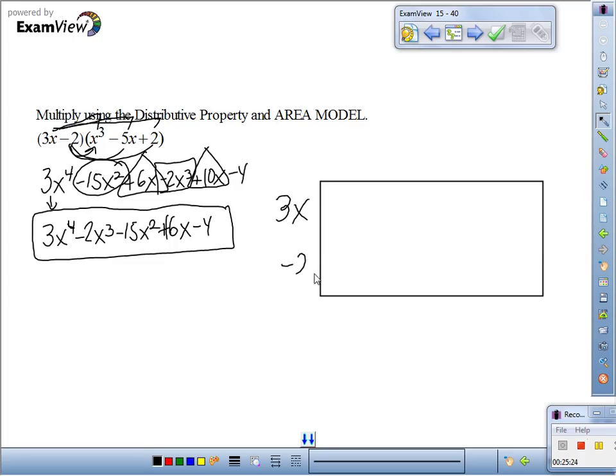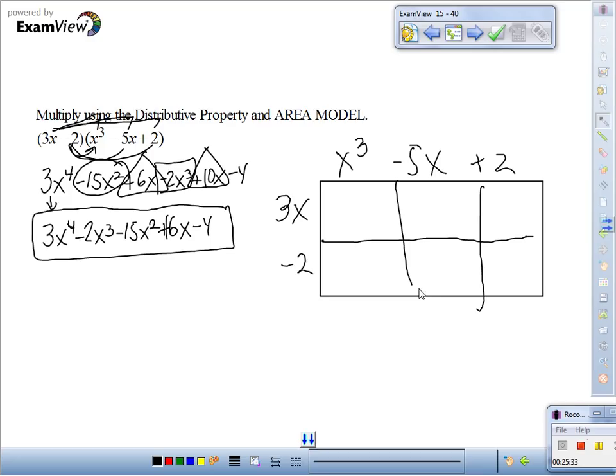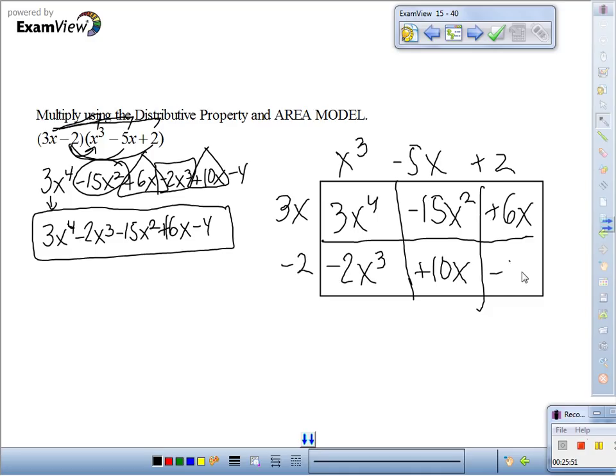3x minus 2, line across. X cubed minus 5x plus 2. Line down, line down. Let's see. 3x times x cubed, 3x to the 4th. 3x times negative 5x, negative 15x squared. 3x times 2, that's positive 6x. Negative 2 times x cubed, negative 2x cubed. Negative 2 times negative 5, that's positive 10x. Negative 2 times 2, that's negative 4.